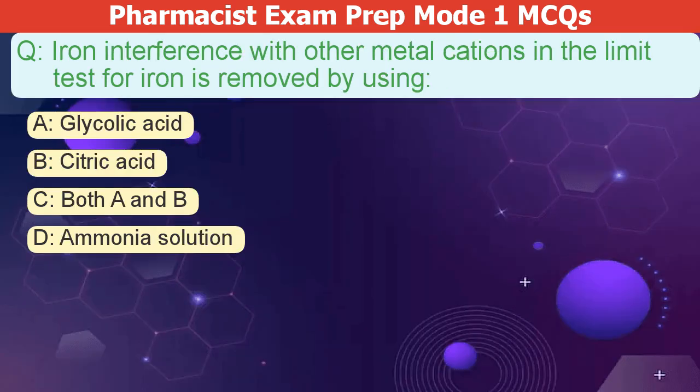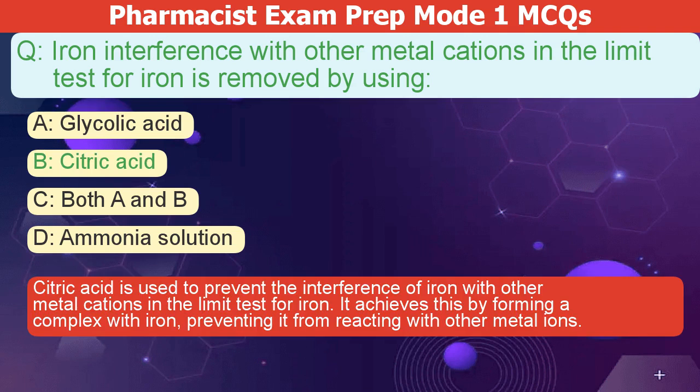Ion interference with other metal cations in the limit test for iron is removed by using A. Glycolic acid. B. Citric acid. C. Both A and B. D. Ammonia solution.